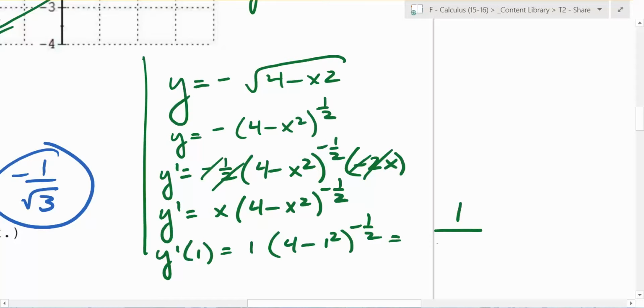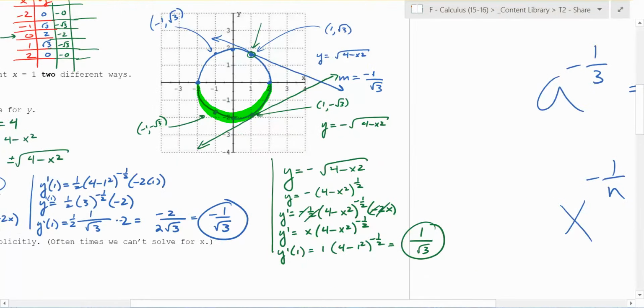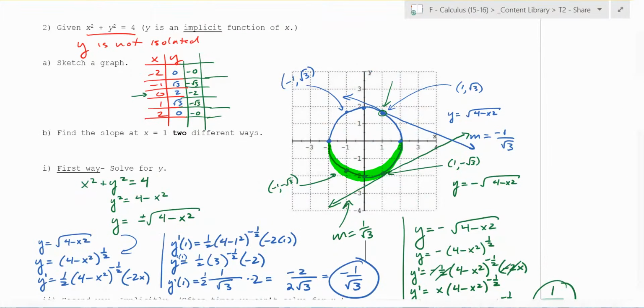What does negative 1/2 power mean? We just talked about it. Square root. So it's going to be 1 over the square root. So what's the slope of this line? 1 over root 3. The key is, what did we have to do first in order to do this?